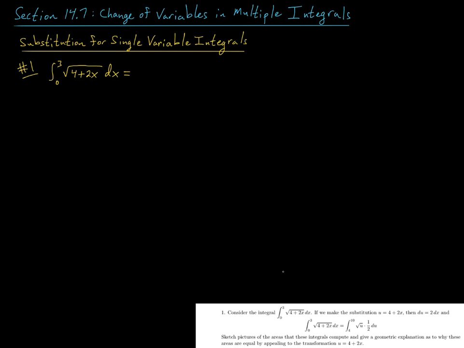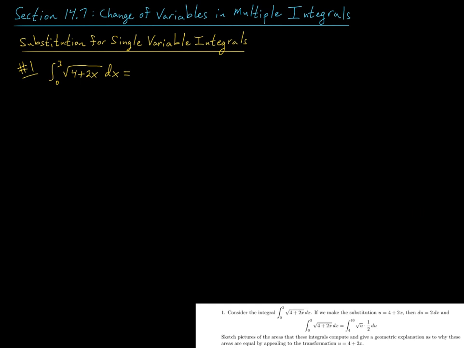And this says to consider the integral from 0 to 3 of the square root of 4 plus 2x. If we make the substitution u equals 4 plus 2x, then du is equal to 2 dx, and this original integral can now be seen to equal this integral from 4 to 10 of the square root of u times 1/2 du. Our job is to sketch pictures of the areas that these integrals compute, and to give a geometric explanation as to why these areas are equal by appealing to the transformation u equals 4 plus 2x.